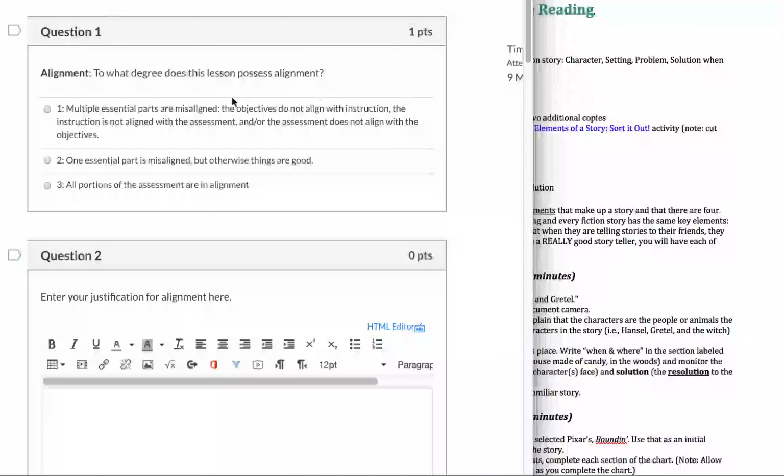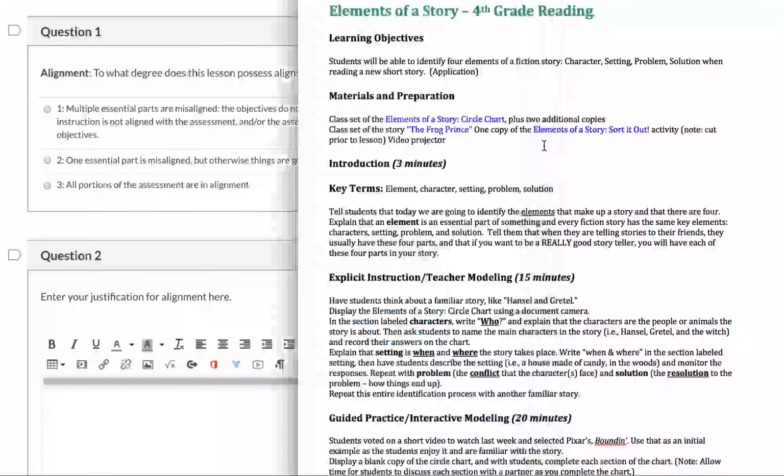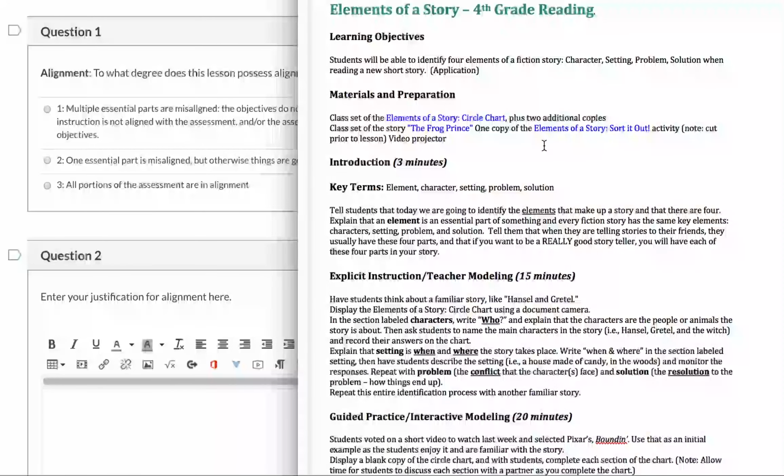As we look through the first stage, first question is alignment. To what degree does this lesson plan possess alignment? 1, you have multiple misalignments. 2, there's one part that's bad, but everything else is good. 3, all portions of the assessment are in alignment. So again, what we're talking about here, we're talking about the objectives, the materials, the instruction, and the assessments.